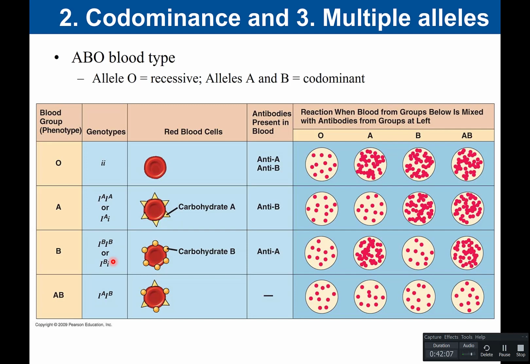So like if my parents were AB and B, I don't know my second allele, right? I could be either possibility.